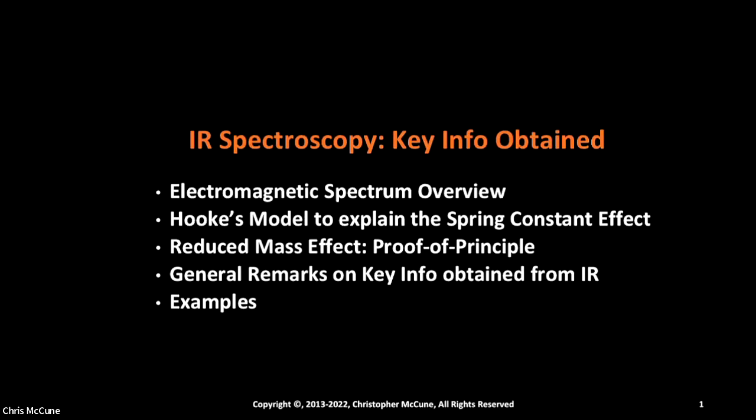I'll do a problem just as a proof of principle, and then just some general remarks on the key info obtained, and then I'll go through a few examples just to show you some different regions of the IR that may be lighting up or showing a signal versus others that are not, and try to propose structures and propose really functional groups that could be present, but maybe more importantly, functional groups that aren't present in a particular structure based on the information that you're seeing in the IR. So that'll be helpful, I think.